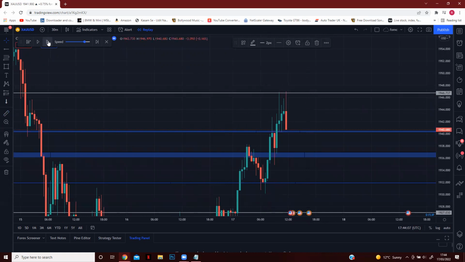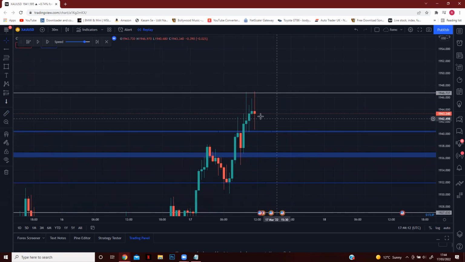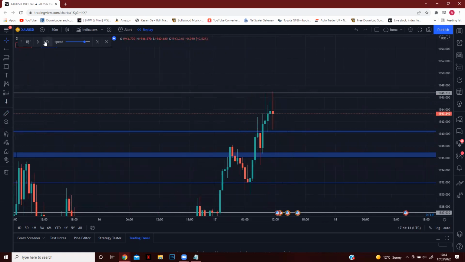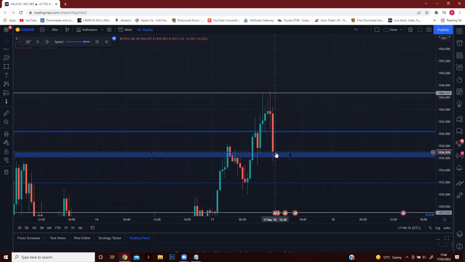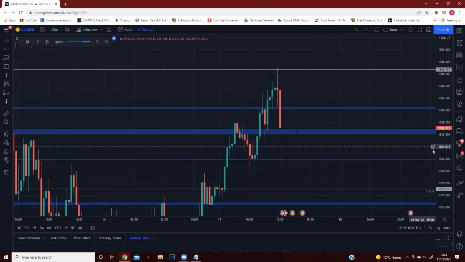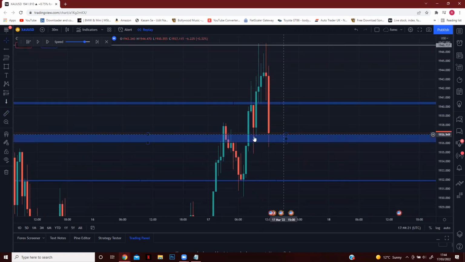So let's play out the candles. So we got a rejection, weak bearish close. Not too bad. Oh, this is a strong bearish close. And this, even though it is a strong bearish close, as you can see, it is closing back at this support area I had drawn out.